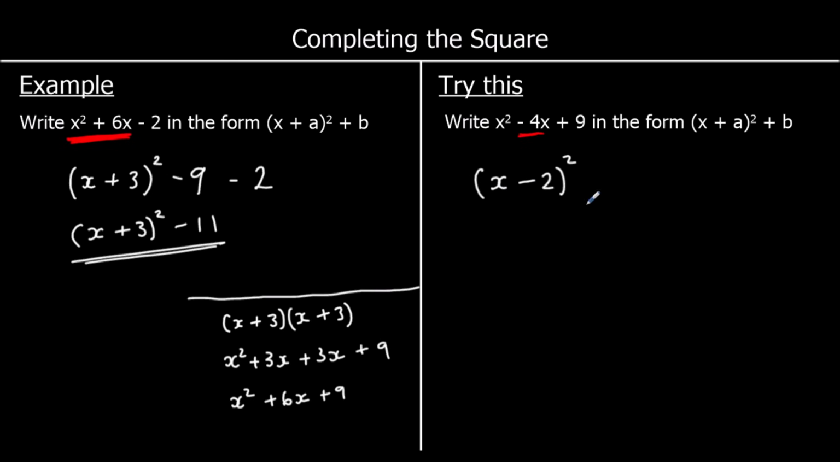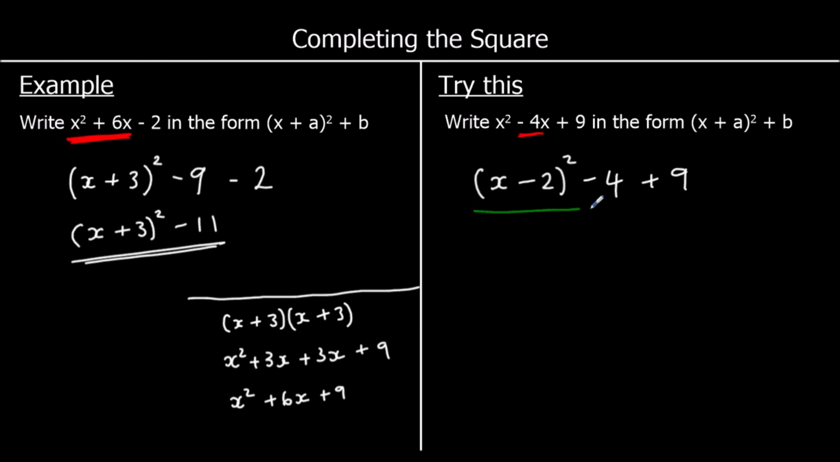And if I expanded this, I'd get my x squared and my minus 4x. But I'd also get a plus 4, which I need to get rid of. So we're going to take away 4, take away this number squared. And then we've got the plus 9 on the end, so we'll write that on the end.